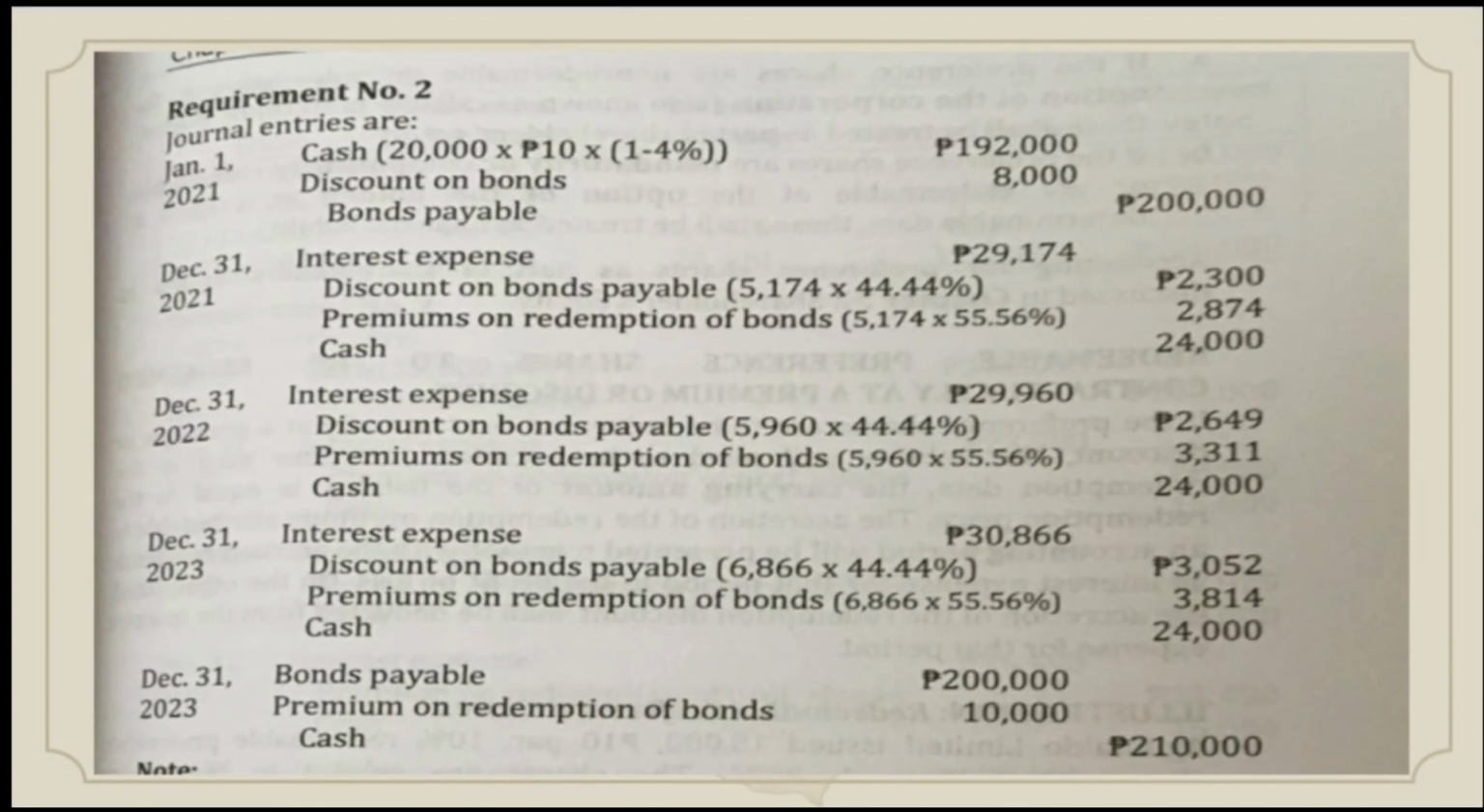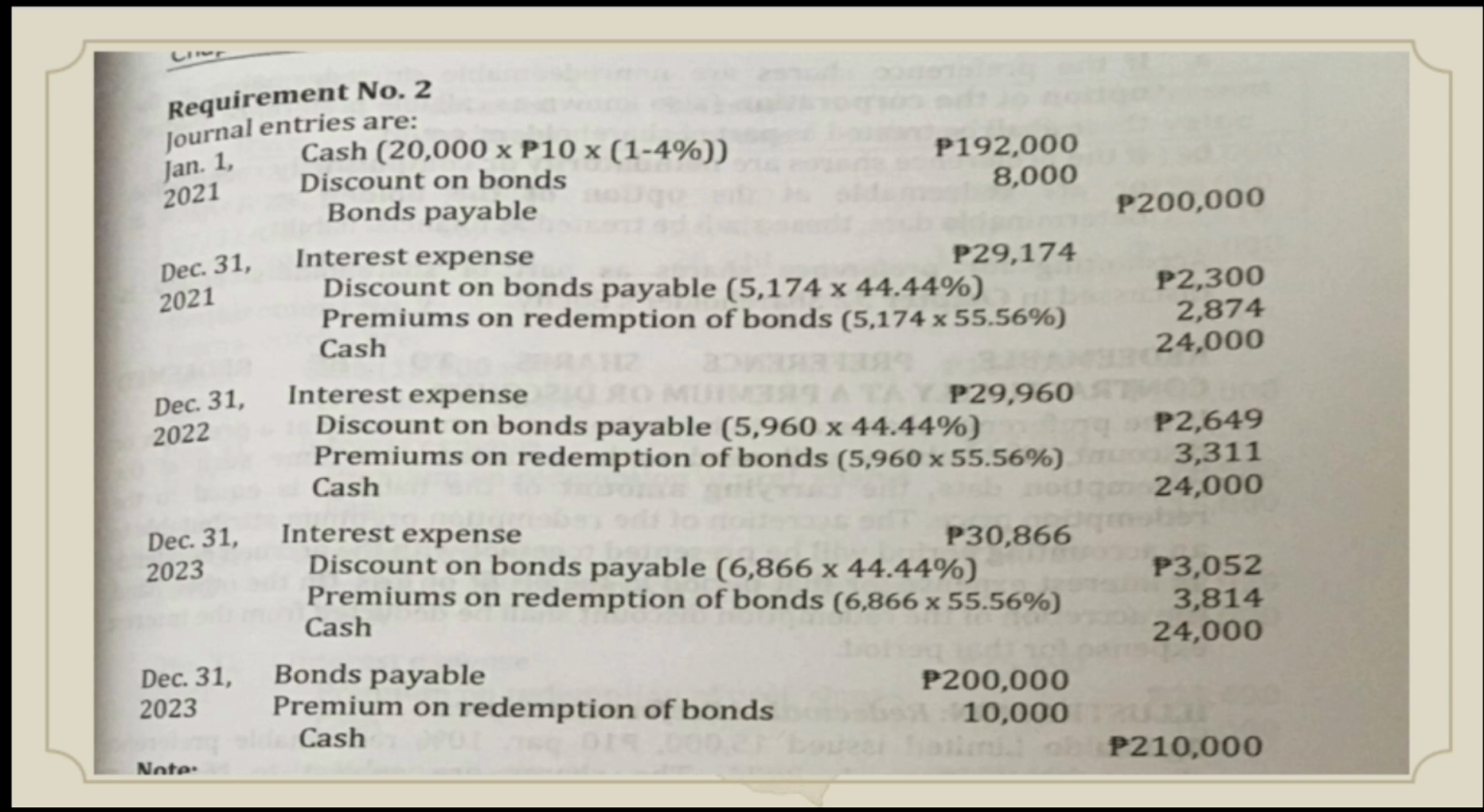Ang requirement number 2 is mag-prepare ta og mga necessary journal entries sa 2021, 2022 and 2023. So, the journal entries sa January 1, 2021 is debit cash nga 192,000, kay natay 20,000 nga katuptang gi-issue nga bonds at 10 pesos times 1 minus 4%, kay nalagi kay discount nga 4%. So 20,000 times 10 pesos times 1 minus 4% is equal to 192,000.